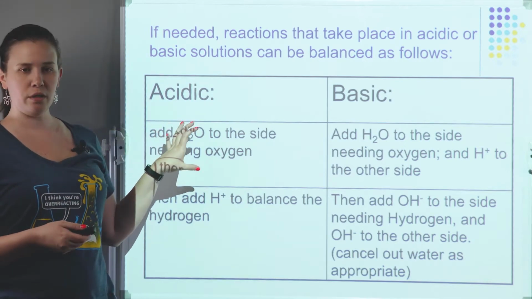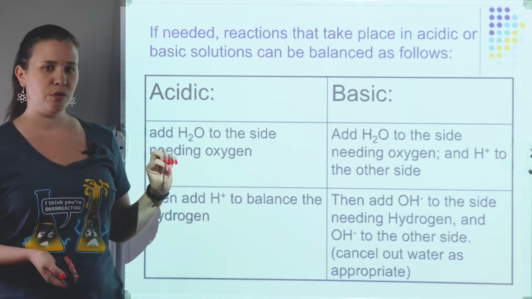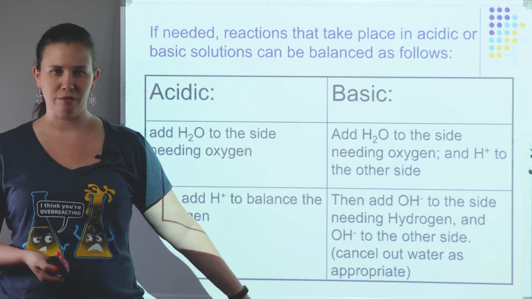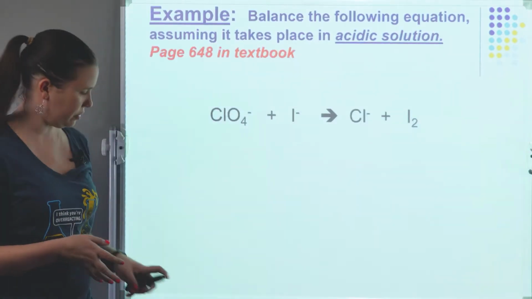So water to the side with less oxygen, hydrogen to the other side, and then if and only if it's basic, hydroxides to both sides. Then we want to make sure we watch out for the water canceling. So let's walk through an example where we're doing something like this.